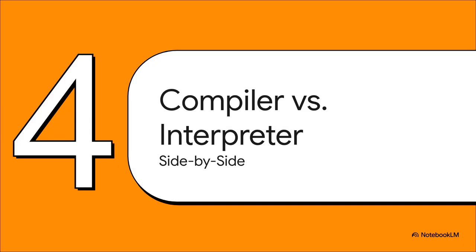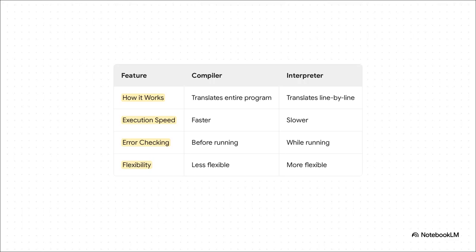Okay, so we've met the planner and the improviser. Let's put them head to head and really nail down the differences. This table really lays it all out. You've got the compiler, which translates everything at once, giving you a faster final program and checking for all your errors before you run, but you have to wait.